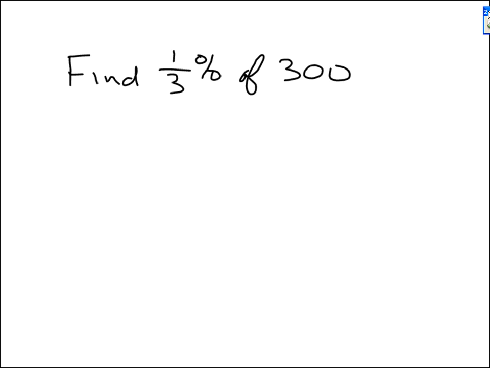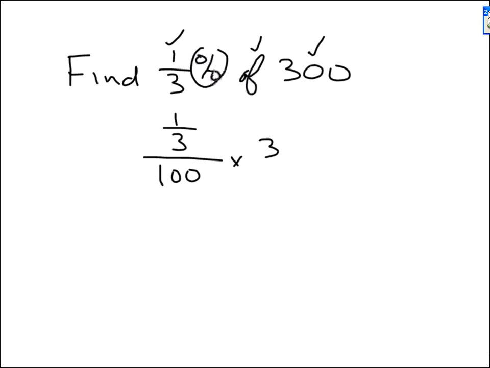If you're asked to find 1/3% of $300, well, 1/3 means 1/3. Percent, we talked about that next section, means divide by 100. That's what percent means. Of means multiply, and 300 means 300.